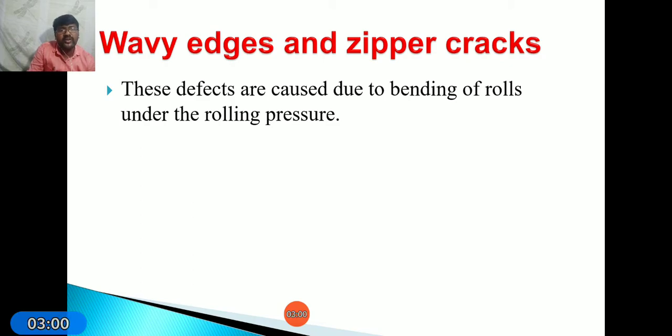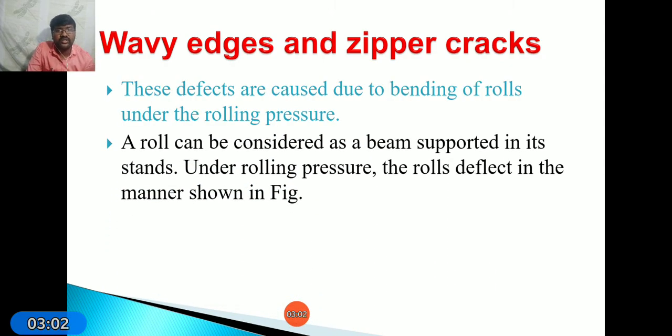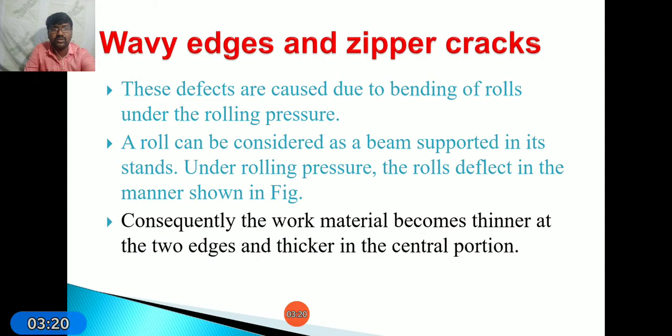Due to this, the wavy edges are formed. For that case, we use a three-high rolling mill or a four-high rolling mill. A roll can be considered as a beam supported in its stand. Under rolling pressure, the roll deflects in the manner shown in the figure. Consequently, the work material becomes thinner at the two edges and thicker in the central portion. Edges are thinner and the center is thicker, as observed in the diagram.